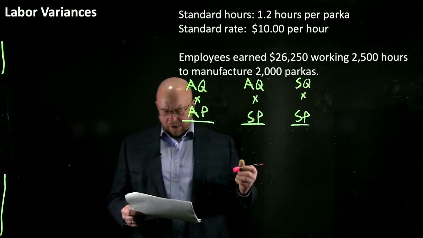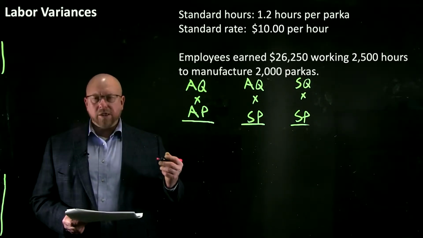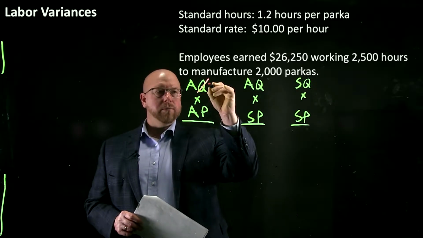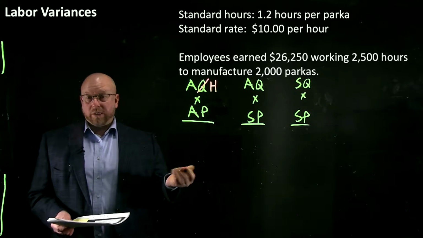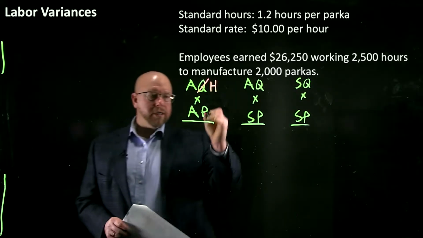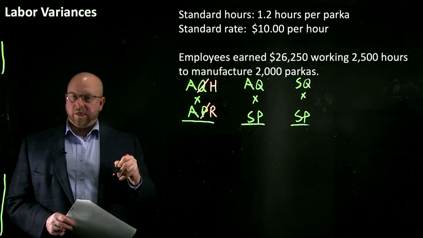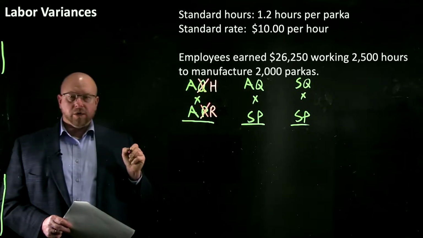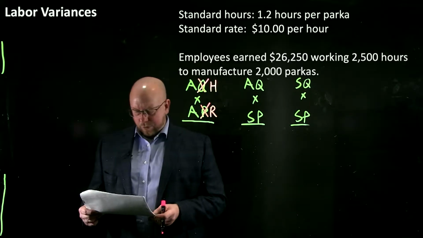Now, if we're going to do a labor variance here, the actual quantity becomes actual hours, okay? It's still a quantity, but it's a quantity of labor, so we call it actual hours. Actual price becomes actual rate, okay? So let me just make sure we're crossing that off. So it's an actual rate. It's a price of labor, but we call it a labor rate.